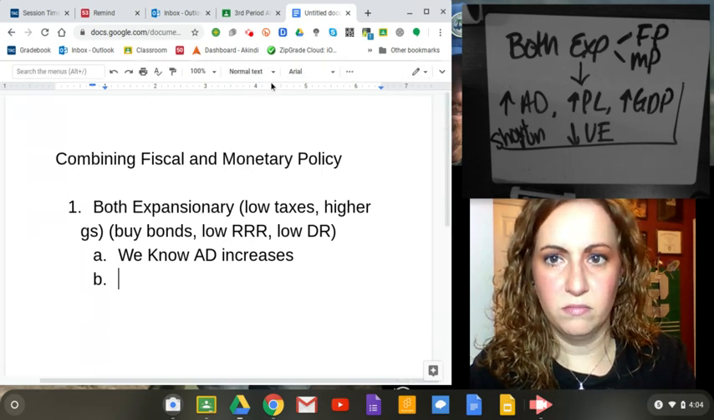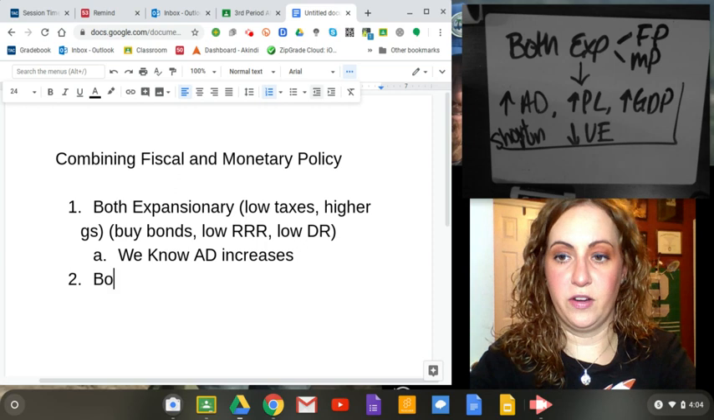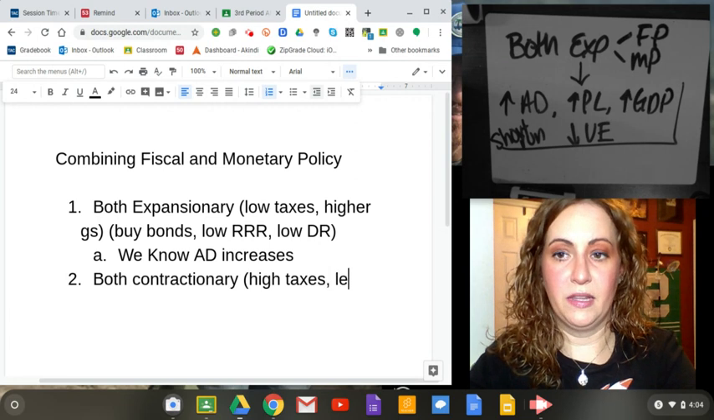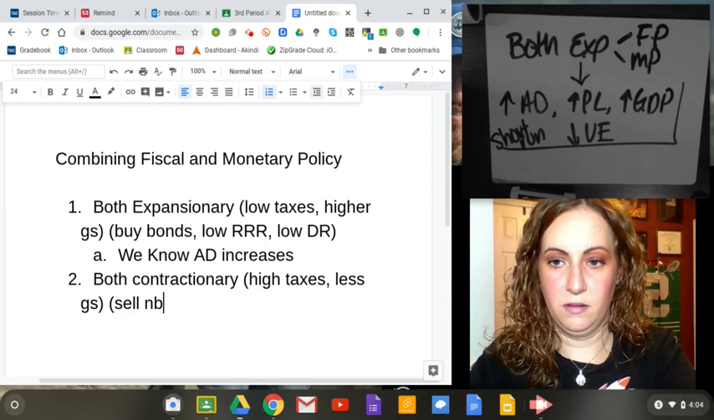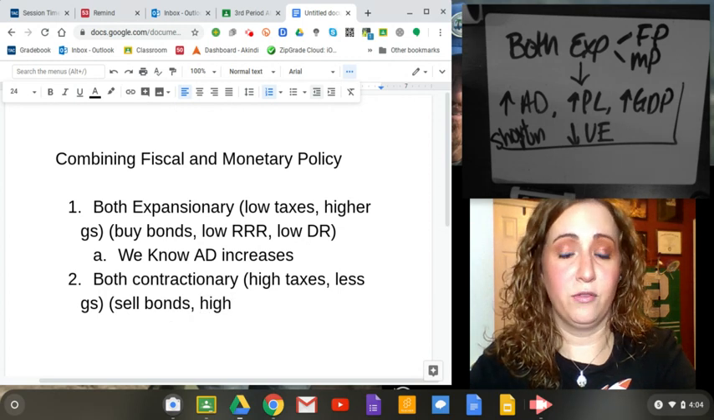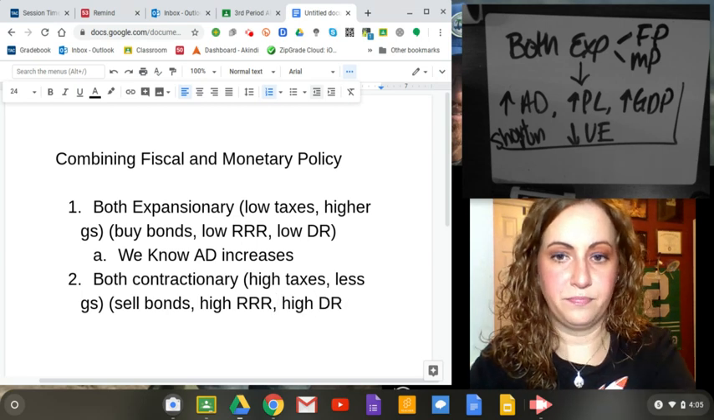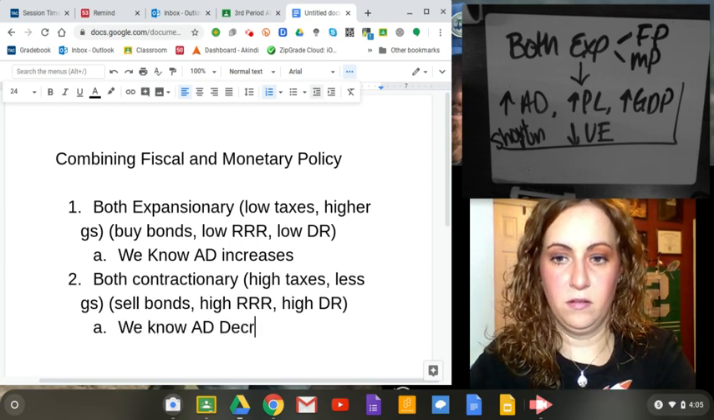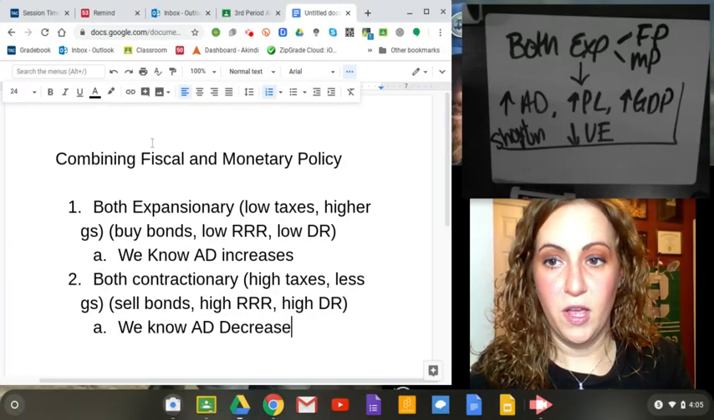If they're both contractionary, we're talking about this time higher taxes, maybe less government spending for fiscal policy. For monetary policy, it'd be selling bonds, raising the required reserve ratio, or raising the discount rate. We know aggregate demand decreases. And we know that prices go down, GDP goes down and unemployment goes up. And this is all short run.